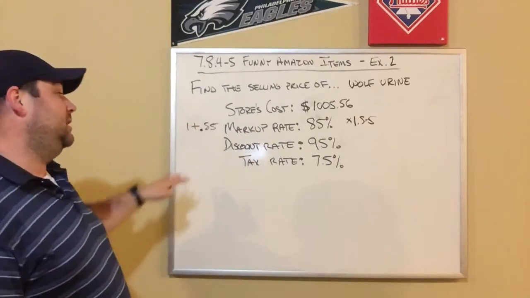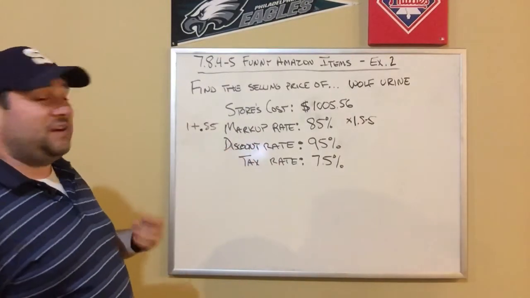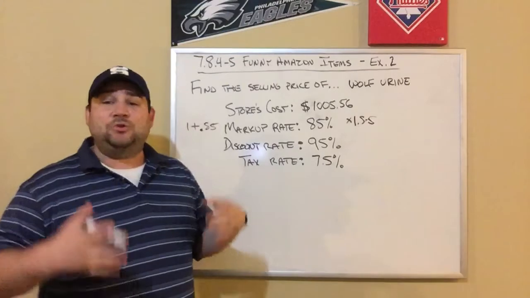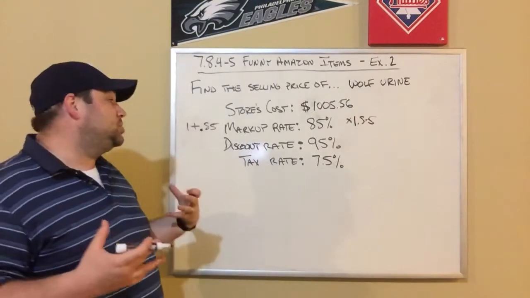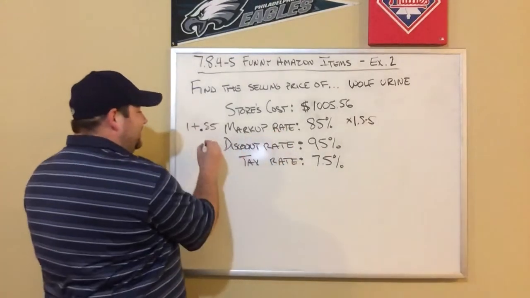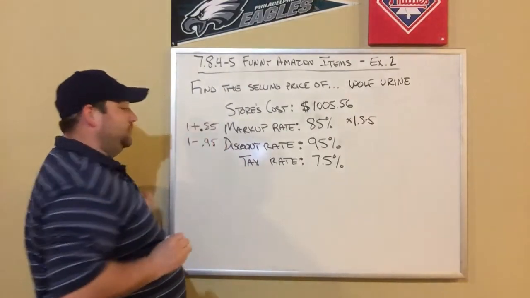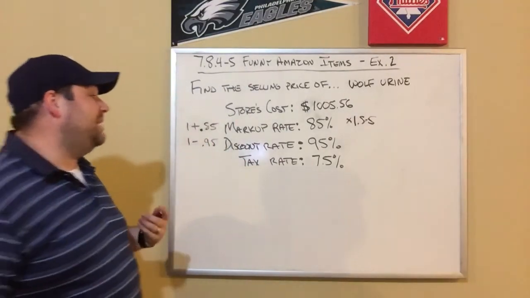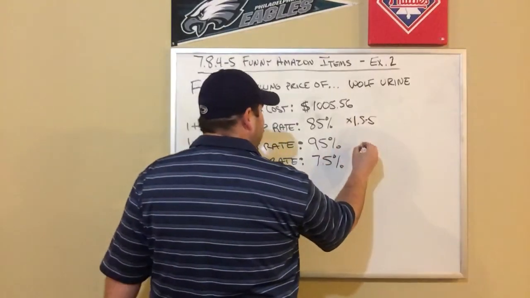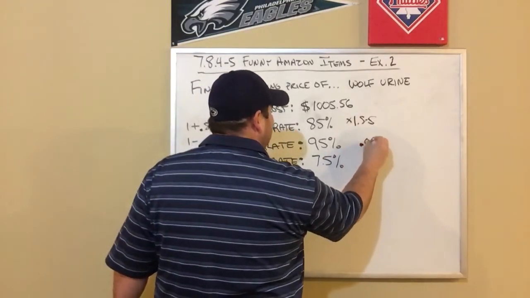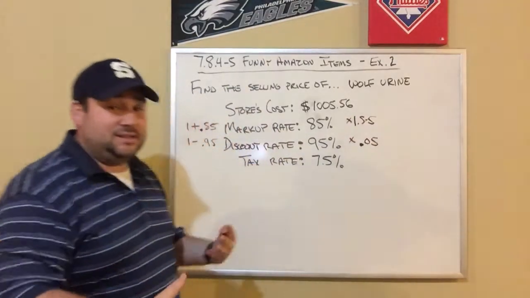So we multiply. So our discount rate is 95%. So if you remember, for discount, you subtract. You subtract from 1. So I make that a decimal. That would be 0.95 as a decimal. And I subtract it from 1. 1 minus 0.95, that would be 0.05. And again, I'm multiplying because we are doing this discount.